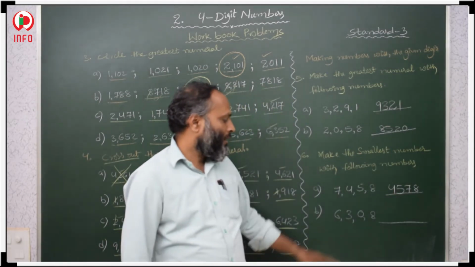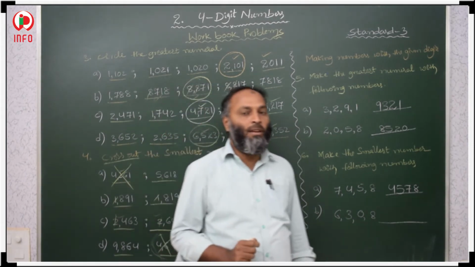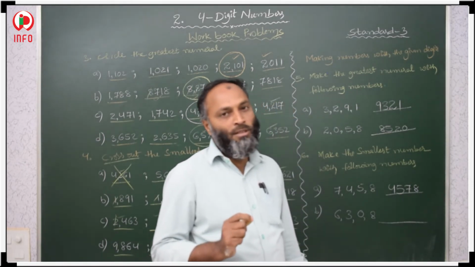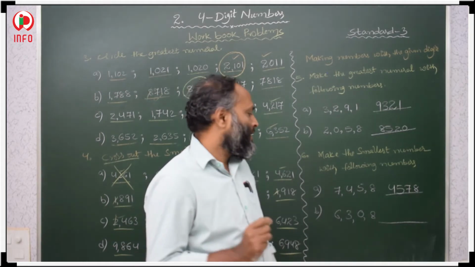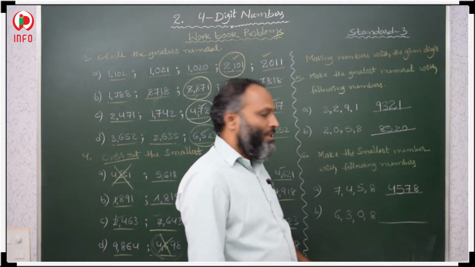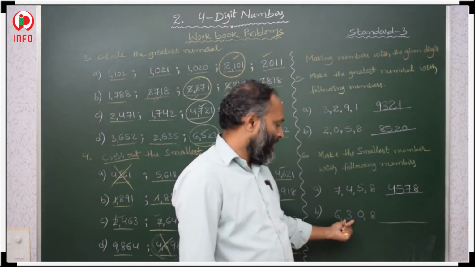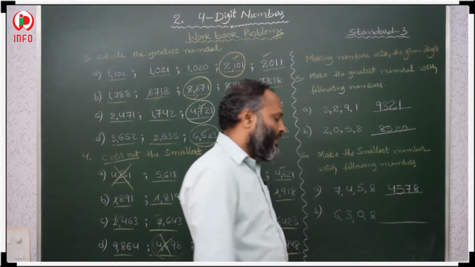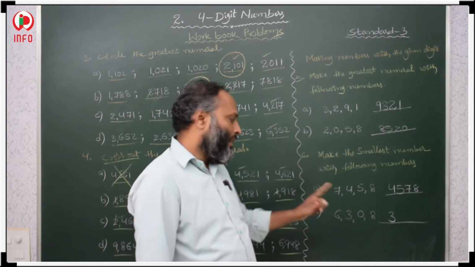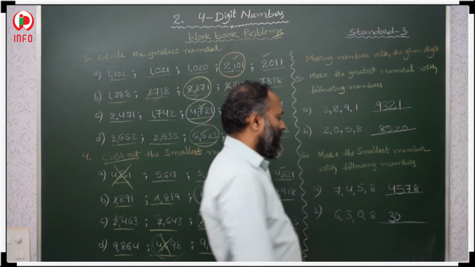Now, when 0 comes, a little bit of change is there. Whenever 0 comes, don't take 0 first. We have to take the second smallest number. See, in these 4 digits, which one is the second smallest number? 3 is the second smallest number. That we have to take first. Then after that you take the smaller one, and after that 6, 8.